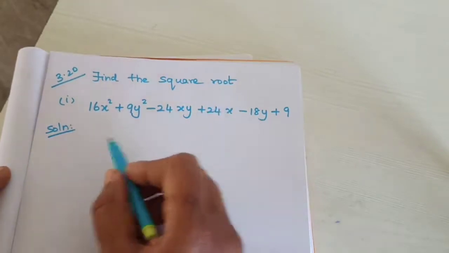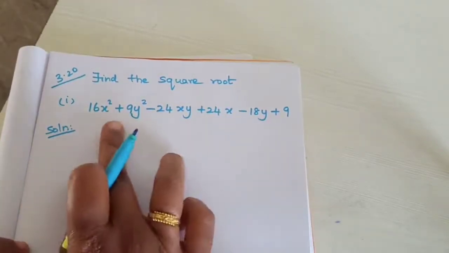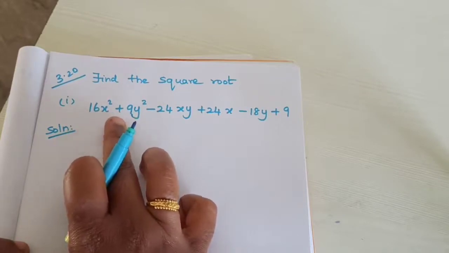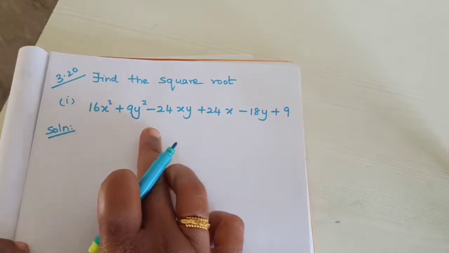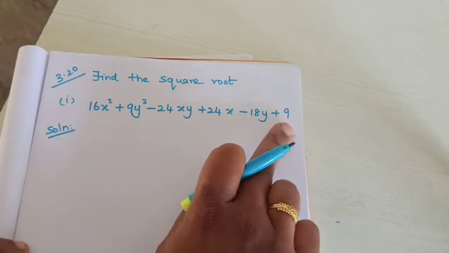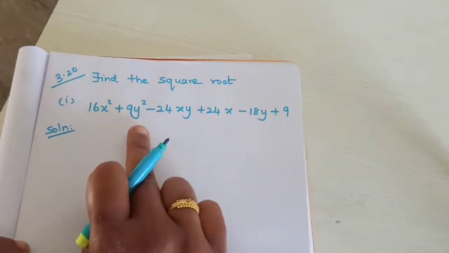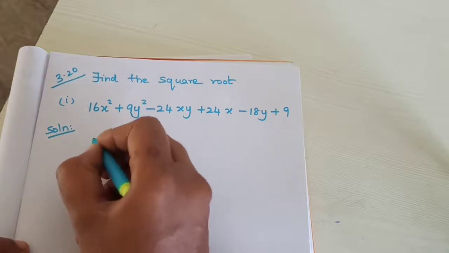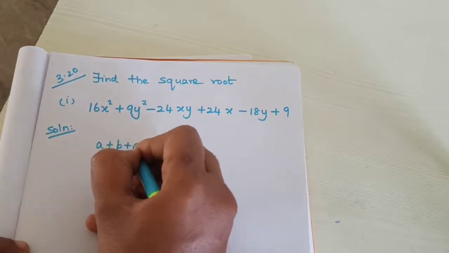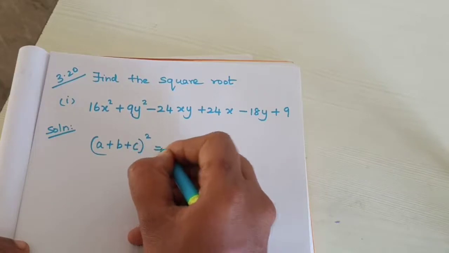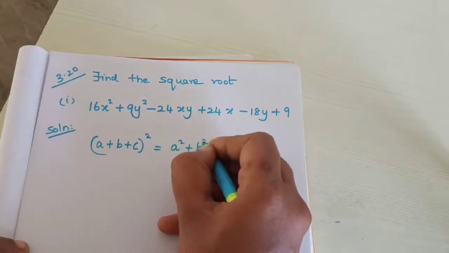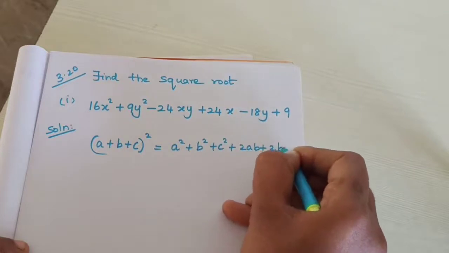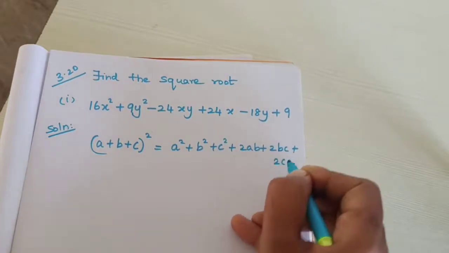Find the square root of the polynomial given. Okay, here there are 3 square terms: 16x square is one square term, 9y square is one square term, and 9 is one square term. So which formula do you need to use? Think of that. Surely it is based on (a + b + c) the whole square, maybe: a square plus b square plus c square plus 2ab plus 2bc plus 2ca.